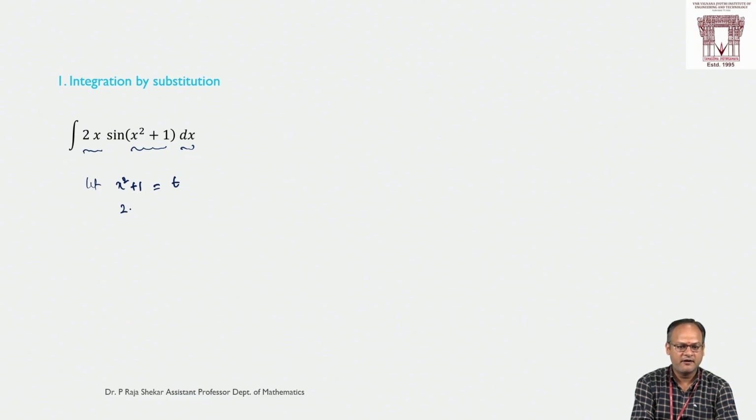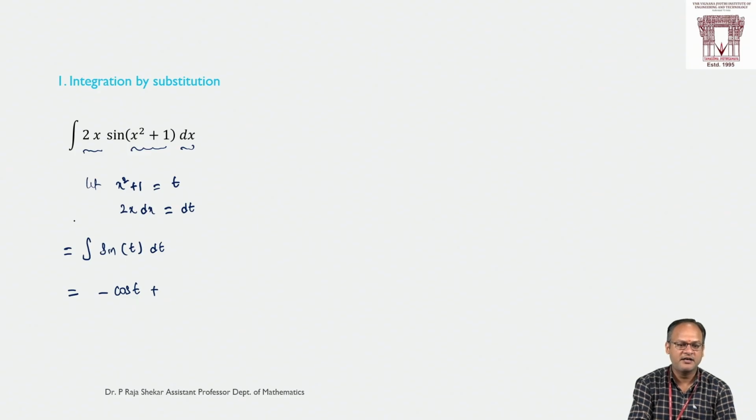Then on differentiating, the derivative of x square plus 1 is 2x dx and the derivative of t is dt. Now we can replace these two in the given integral. It becomes the integration of sine of x square plus 1 as sine t and 2x dx as dt. So the given integral becomes a simple sine function. And as you know, the integration of sine t is minus cos t.